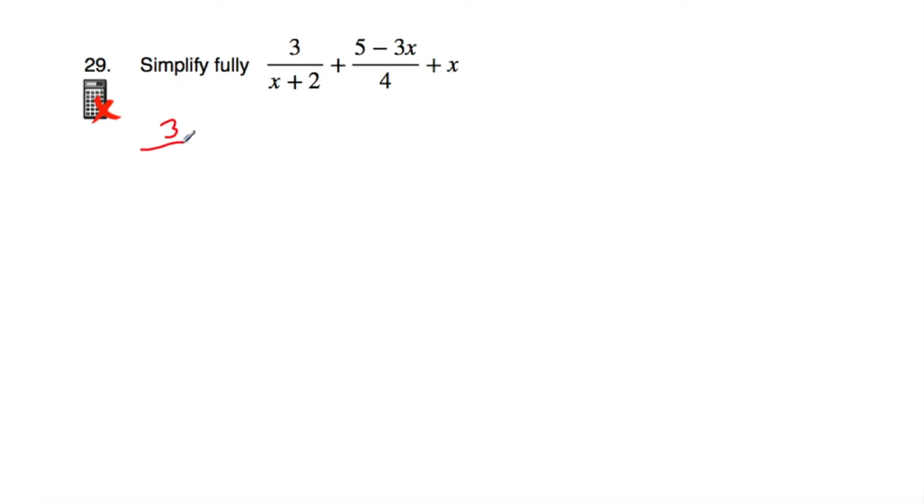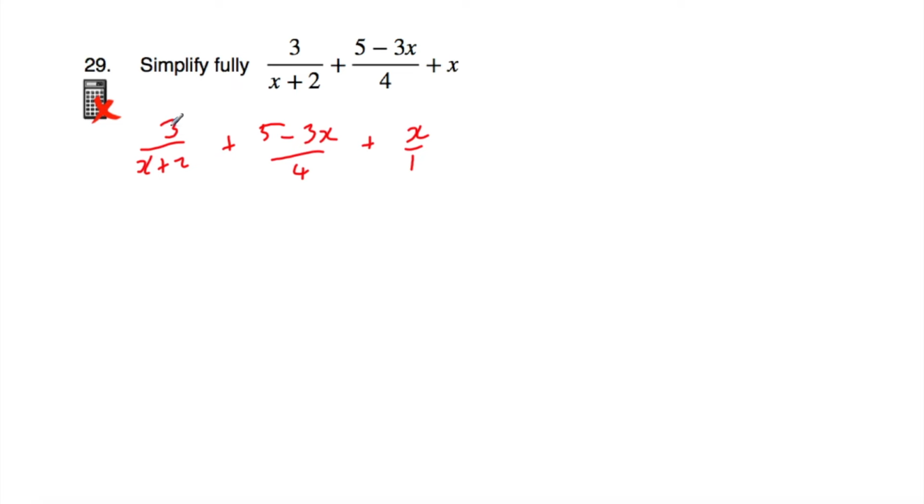So let's have a look at them. So we've got 3 over x plus 2, and then plus 5 minus 3x over 4, and then plus, and I'm going to write it as x over 1. So in terms of a common denominator, I'm thinking 4 bracket x plus 2. So we multiply both the numerator and denominator of this fraction by 4, the numerator and denominator of this fraction by x plus 2, and then the numerator and denominator of this fraction by x plus 2 and 4.